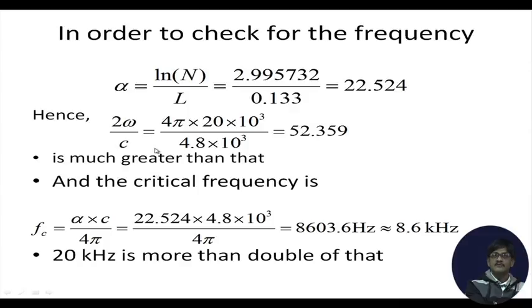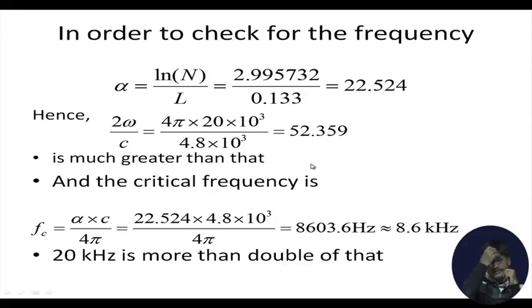So, twice omega by c is equal to 4 pi into 20 into 10 to the power 3, that is, 2 into 2 pi f divided by c, which is equal to 52.359. Therefore, this particular term, twice omega by c, is much greater than alpha. Okay.